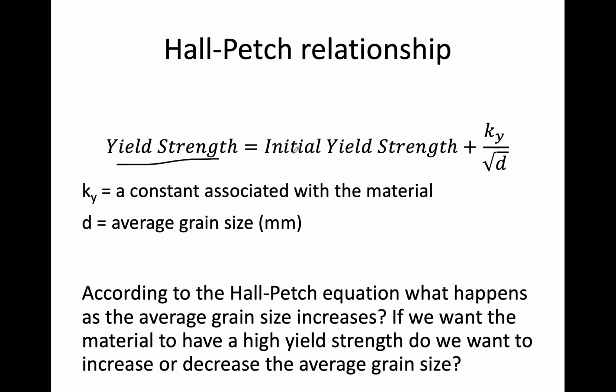Now the question is, what is this formula telling me? As the grain size goes up or down, how is the yield strength affected? This particular value right here, this is something you'd look up in a table, and it's dependent on the material. It doesn't change. So for aluminum, there's a certain constant. For steel, there's another constant. But this value can change.